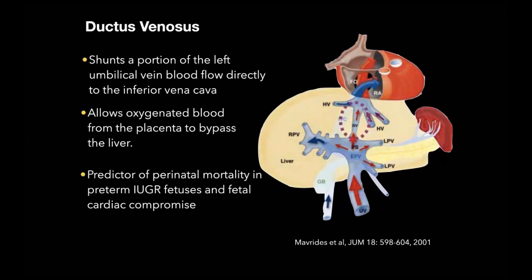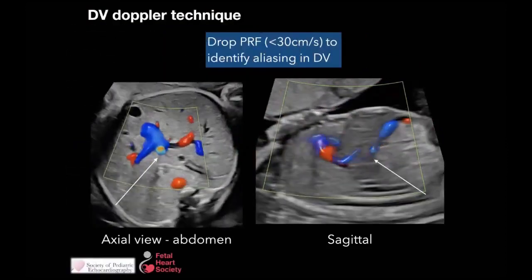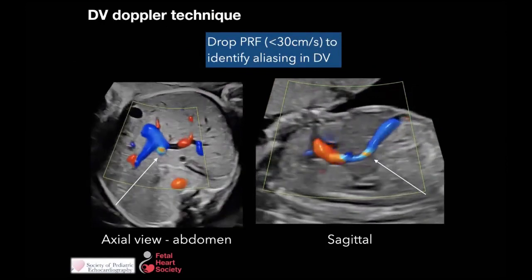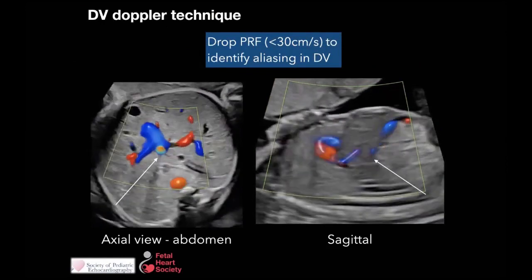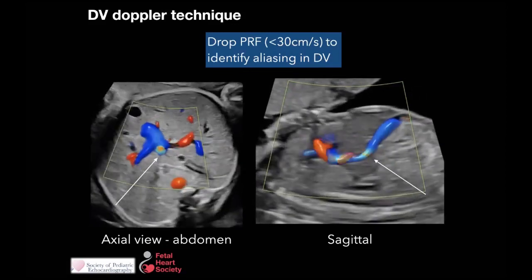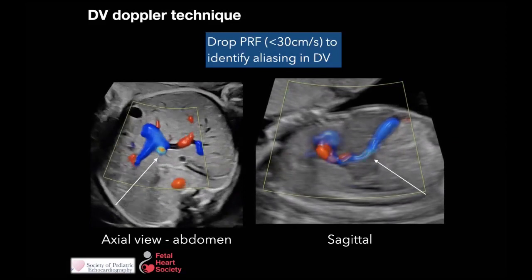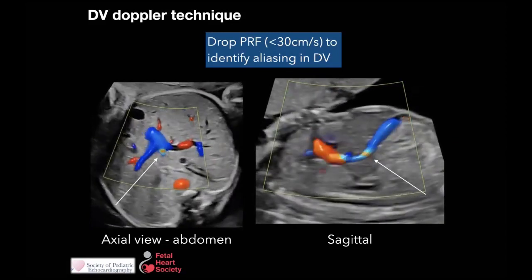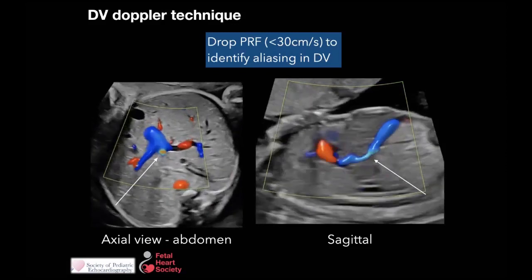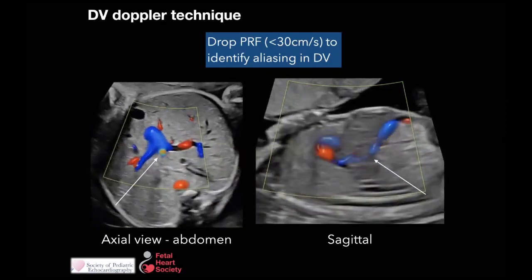You can actually see the ductus venosus. As for Doppler technique, here we have two views: the axial view of the abdomen and also the sagittal view. It helps with technique, since the ductus venosus is very, very small. You want to drop your PRF to at least less than 30 centimeters per second, and this is to be able to identify the aliasing. And here you can see it in the sagittal view as well, and also in the axial view.